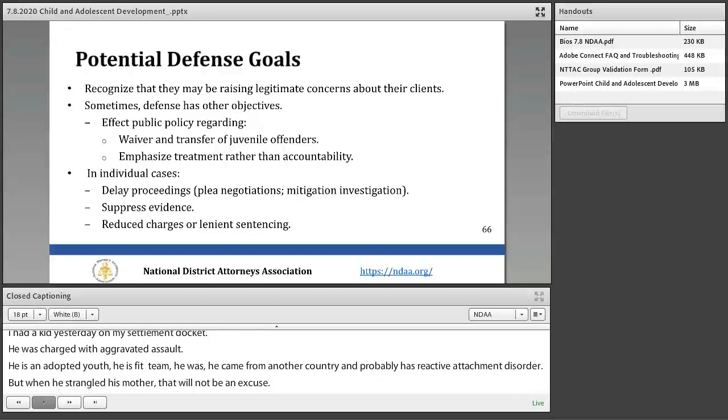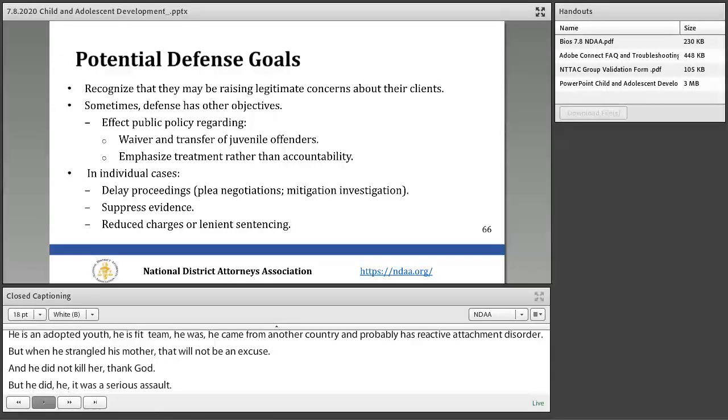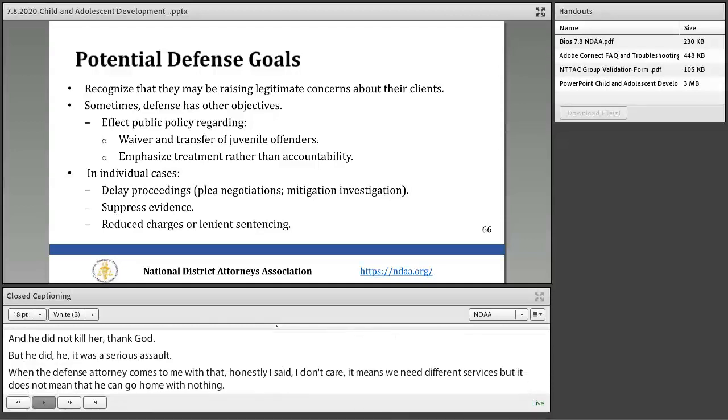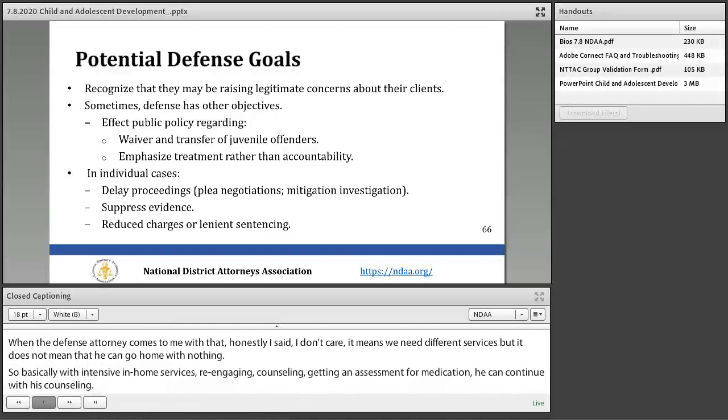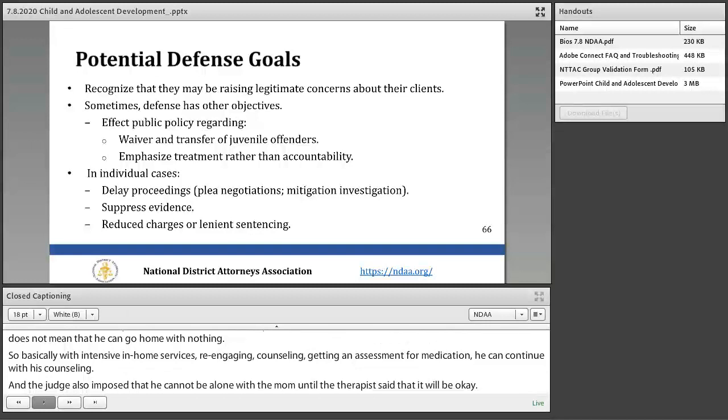And he did not kill her, thank God, but it was a serious assault. And so when the defense attorney comes at me with that, honestly, I said, I don't care. It means we need different services, but it doesn't mean that he can go home with nothing. So basically, with intensive in-home services, reengaging in counseling, getting an assessment for medication, he can continue with his reactive attachment disorder counseling. But the judge also imposed that he can't be alone with the mom until the therapist says that that's going to be okay.